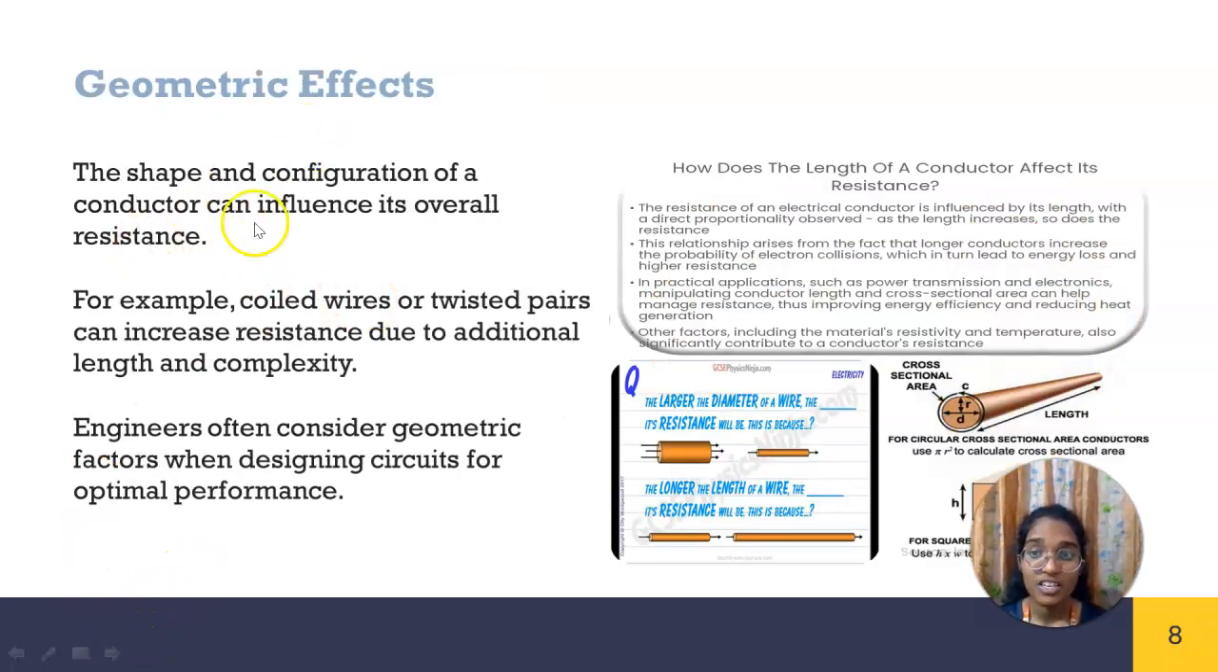Next, geometric effects. The shape and configuration of conductors can influence overall resistance. For example, coiled wires or twisted pairs can increase resistance due to additional length and complexity. See, if you coil a wire, that increases resistance because of additional length and complexity. You are increasing length, right? So that's the reason it's increasing the resistance. Engineers often consider geometric factors when designing circuits for optimal performance.